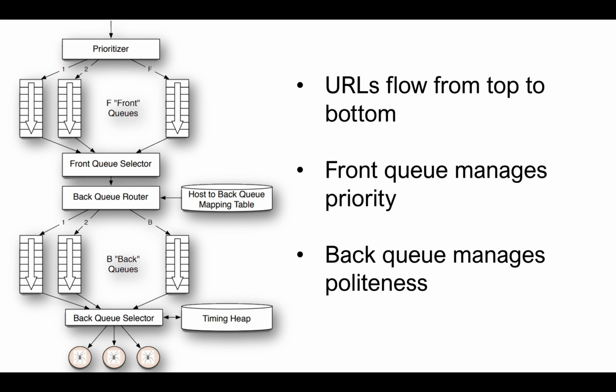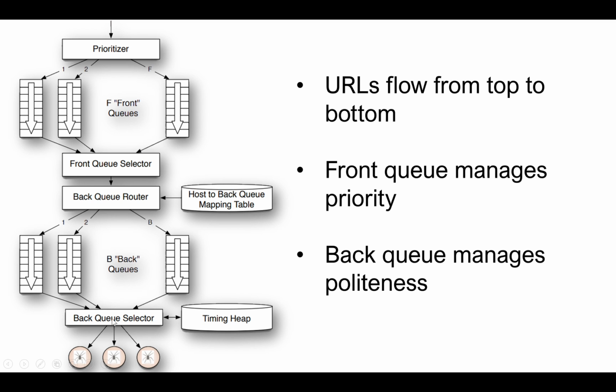Okay, this is a different representation of the architecture. As you can see, we have a component called the prioritizer. This is basically a priority queue. Once it gets prioritized, imagine you have multiple workers, it goes to the queue, and then we have a front queue selector and a back queue selector. So URLs flow from top to bottom, and there are two queues. The front queue manages the priority, and the back queue manages the politeness.